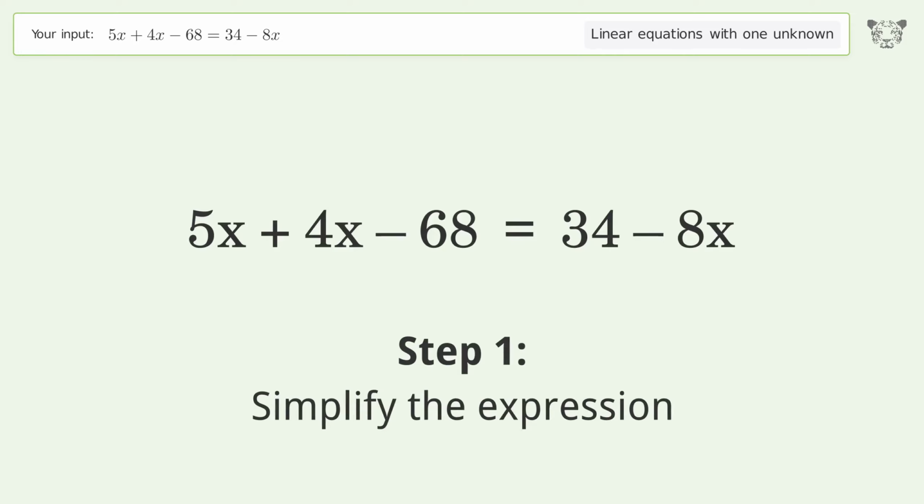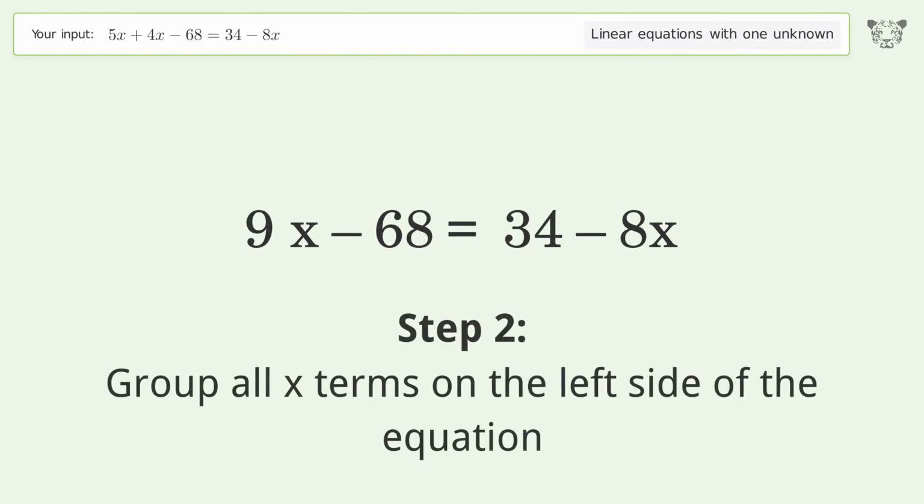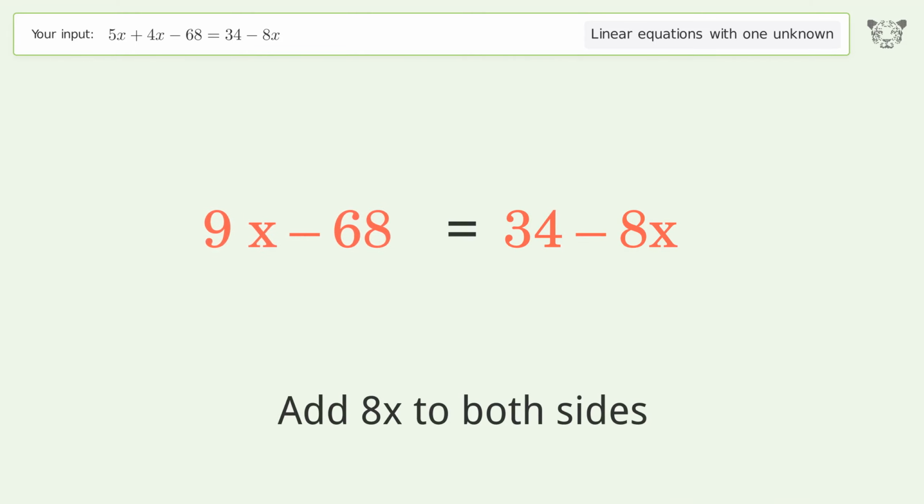Simplify the expression. Simplify the arithmetic. Group all x terms on the left side of the equation. Add 8x to both sides.